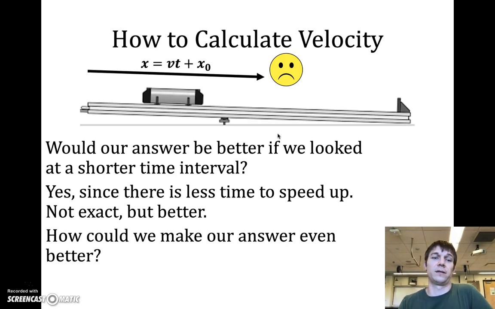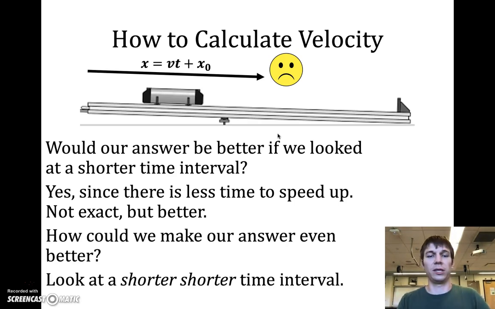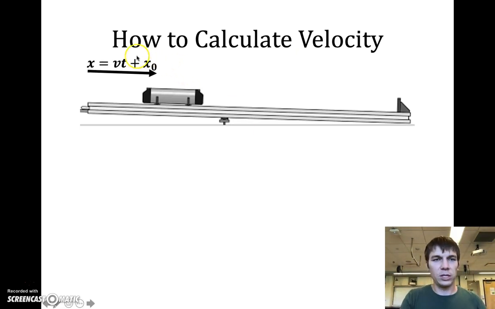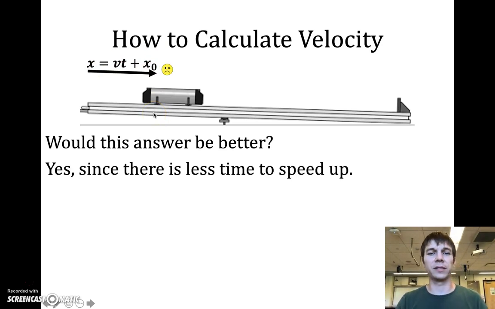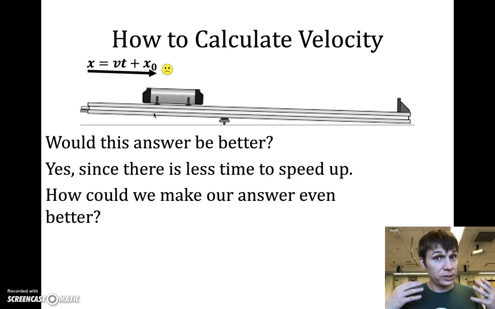How could we make our answer even better? Well, we could use a shorter time interval. Instead of calculating the time interval for all the way down the ramp, instead of half the ramp, we're going to use a shorter time interval, maybe just from here to here. So that answer would be better. There's less time to speed up. How could we make our answer even better?